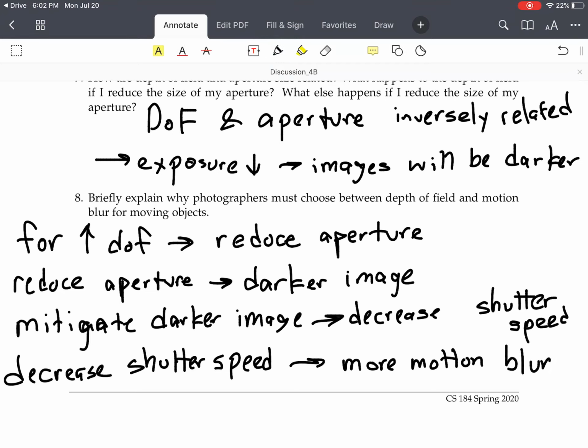Okay, so basically we started off, we wanted to have a better depth of field, so we reduced the aperture. Reducing the aperture meant we had a darker image. Then to undo this darker image, we said, hey, let's decrease the shutter speed, but decreasing the shutter speed means we have more motion blur. And so that's why in order to get better depth of field, we have to have more motion blur, or the opposite. Okay, so that's the trade-off photographers have to choose between depth of field and motion blur. Okay, that's all for this discussion.